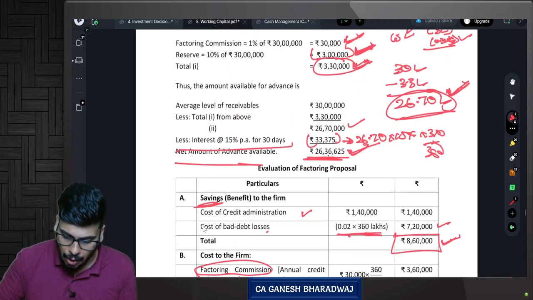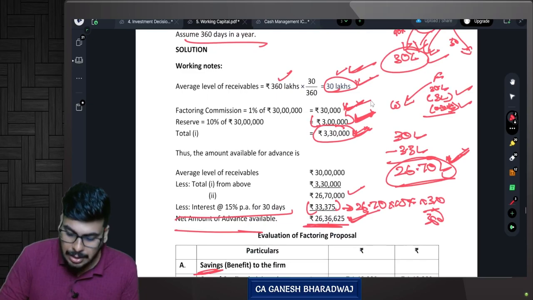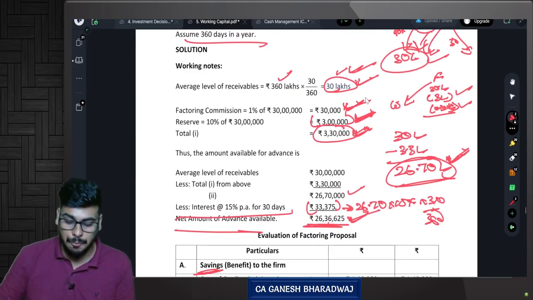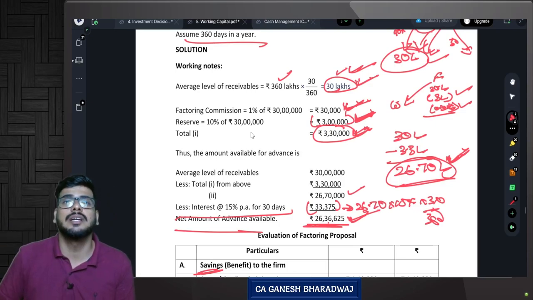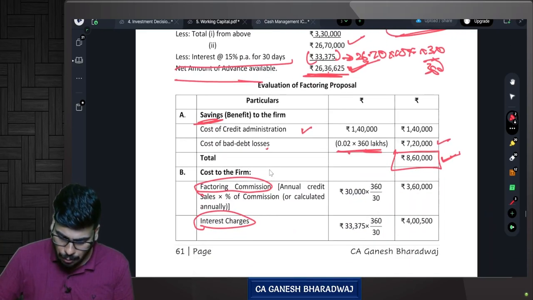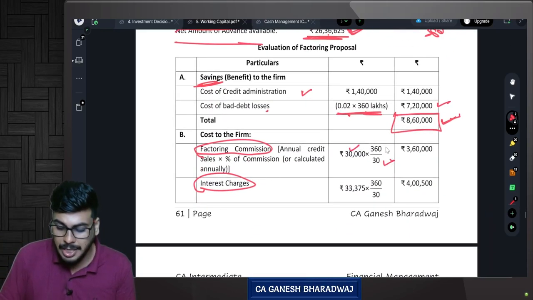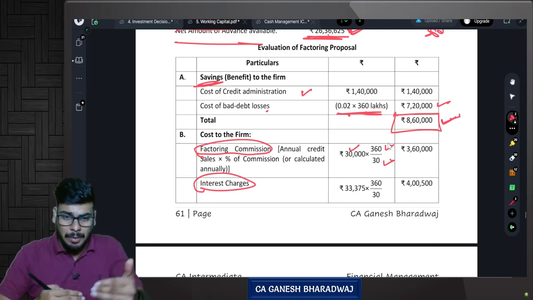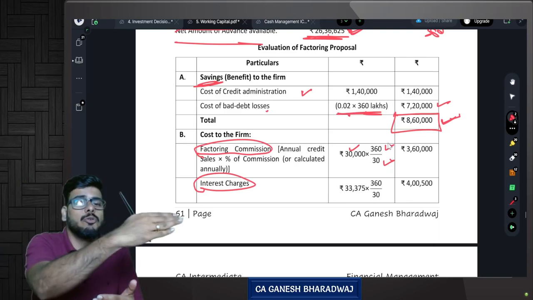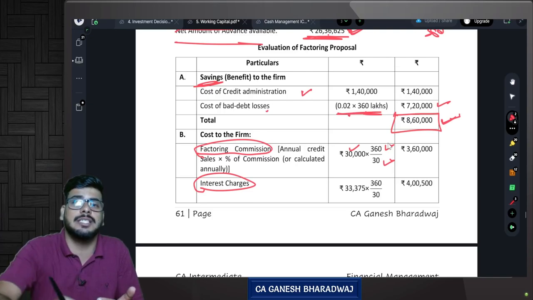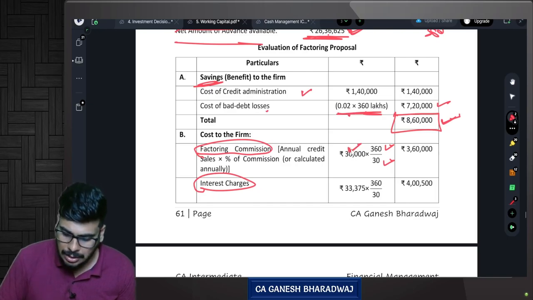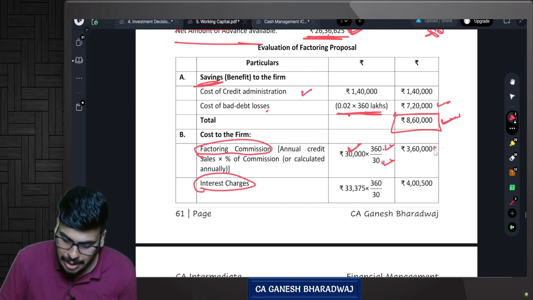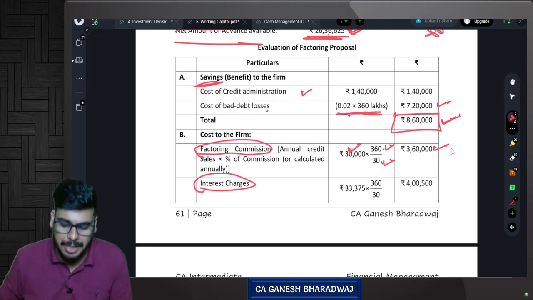Now factoring commission, how much is it? Commission is 30,000 rupees. But remember, this 30,000 rupees pertains to one cycle of 30 days. In a year they keep on doing it. So 30,000 is for 30 days. How much is it for 360 days? Because the moment 30 days gets over, again this company will go to a factor, the new debtor will come, and for the next 30 days they will fund. Like this, it keeps on moving. So technically throughout the year they will be funded by this factor. 30,000 upon 30 into 360, annually their factoring commission is 3,60,000 rupees.